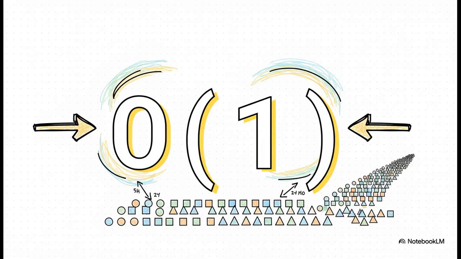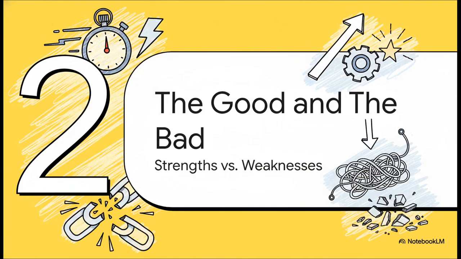In computer science, we have a name for this. We call it O of 1, or constant time performance. That O just stands for order of, and the 1 basically means it's a single constant step. Think about that. It takes the exact same amount of time to grab the fifth item in a list as it does to grab the 5 millionth. It is blazingly fast.